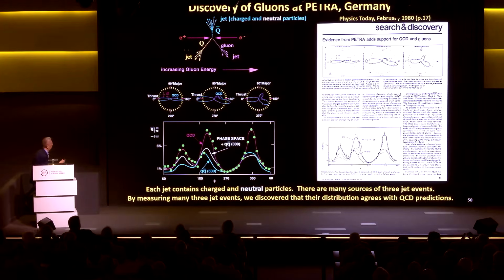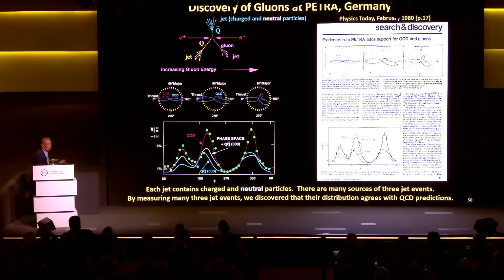More important was the sudden observation of gluons at PETRA. When you have a positron-electron collision, you produce quark, antiquark, and gluons. Now, quark, antiquark, and gluons eventually become jets. A jet has 50% charged particles, 50% neutral particles. So with the increase in energy, you see the growth of 3 jets.